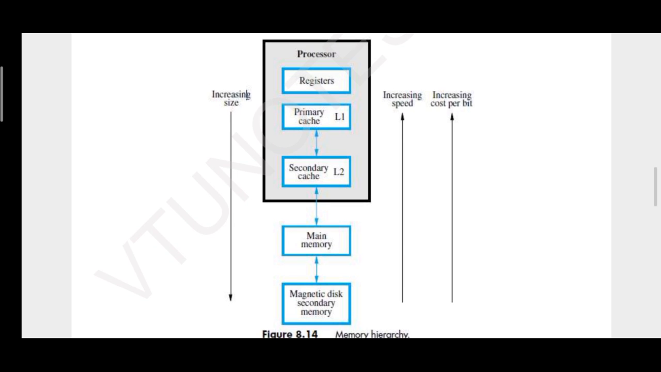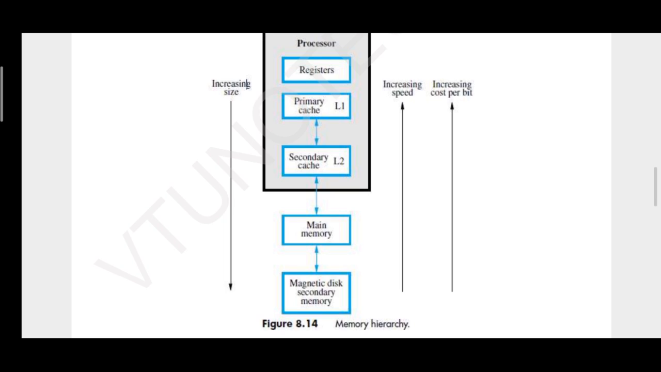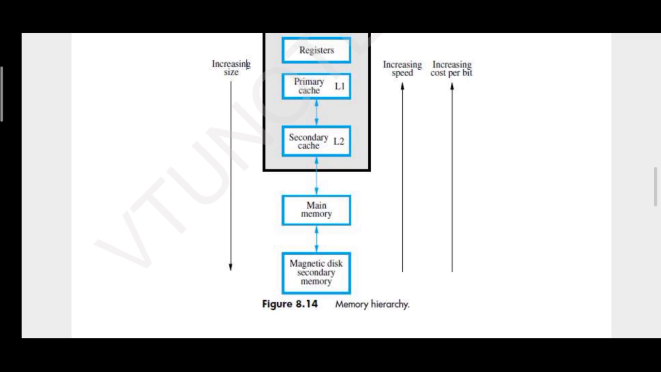You can see the diagram here. The processor involves various processor registers which we discussed earlier in the previous modules. Then it has a primary cache and secondary cache, L1 and L2 cache. They are called level 1 and level 2 cache. Just recall the L1 and L2 cache from the first module, which are called primary cache and secondary cache. Then we have primary memory and secondary storage or magnetic disk.